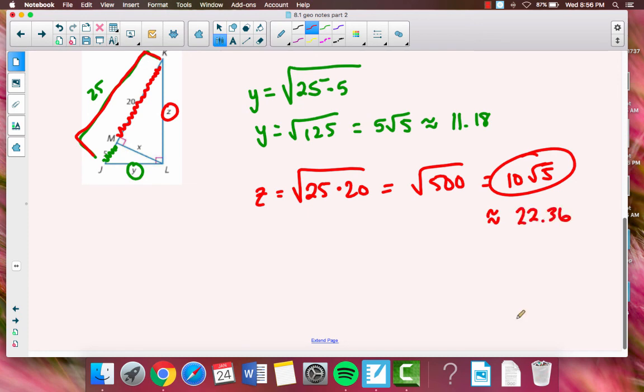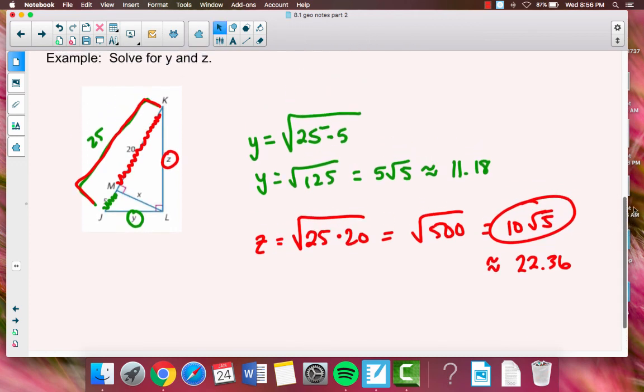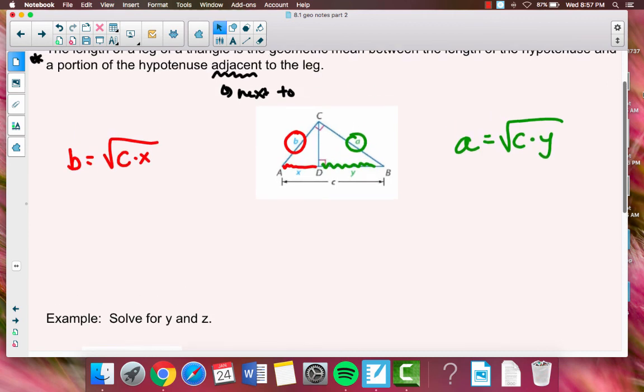All right, so it's all geometric mean. Remember, geometric mean comes from proportions. I showed you that at the beginning of the notes, how we got our square root formula. You could always set up a proportion if you want, but jumping to this short formula hopefully will make this section pretty easy. If you have any questions about geometric mean, let me know.